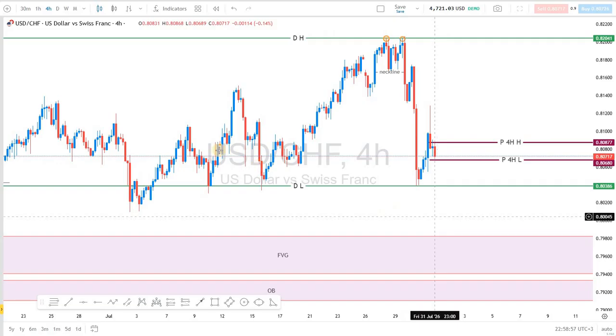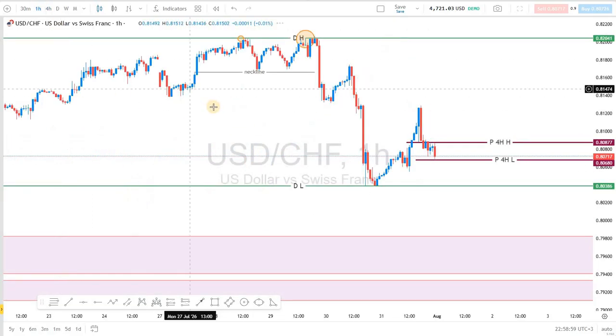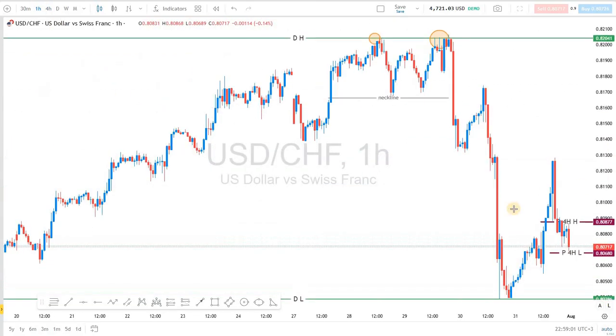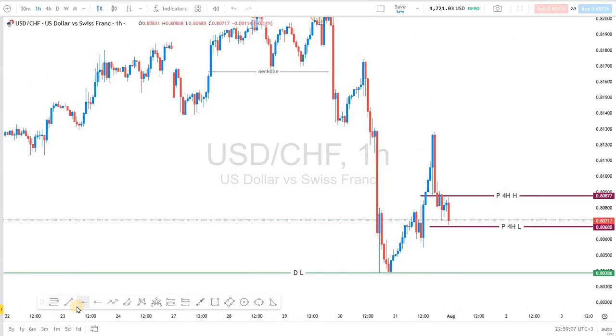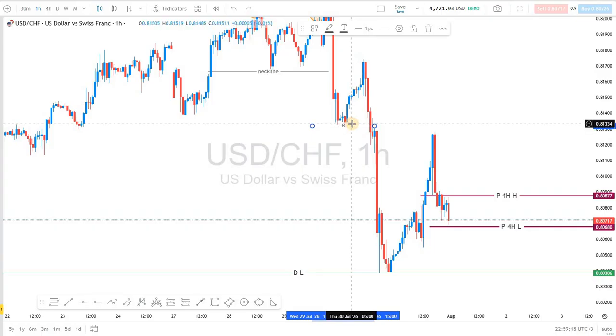Okay, so let us zoom into the 1 hour time frame. As you can see, this chart now is clear. This is our neckline, double top, then break of structure. This is our break of structure. We are just focusing on our current price. So this is a break of structure.